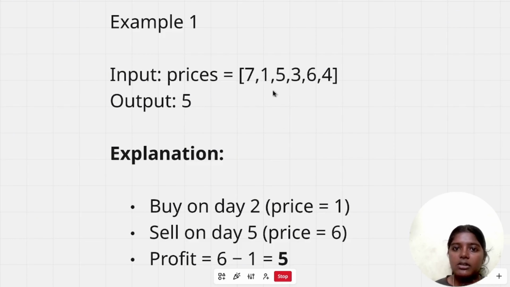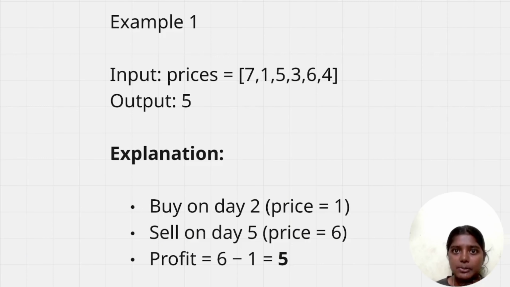If I buy at day 2 and sell at day 3, on day 3 we have 5, so 5 minus 1 is 4. Our profit will be 4. If I buy on day 2 and sell at day 4, I have the value 3, so subtracting, my profit will be 2. If I sell at day 5, my profit will be 5. That will be the higher profit, right? So that is our profit.